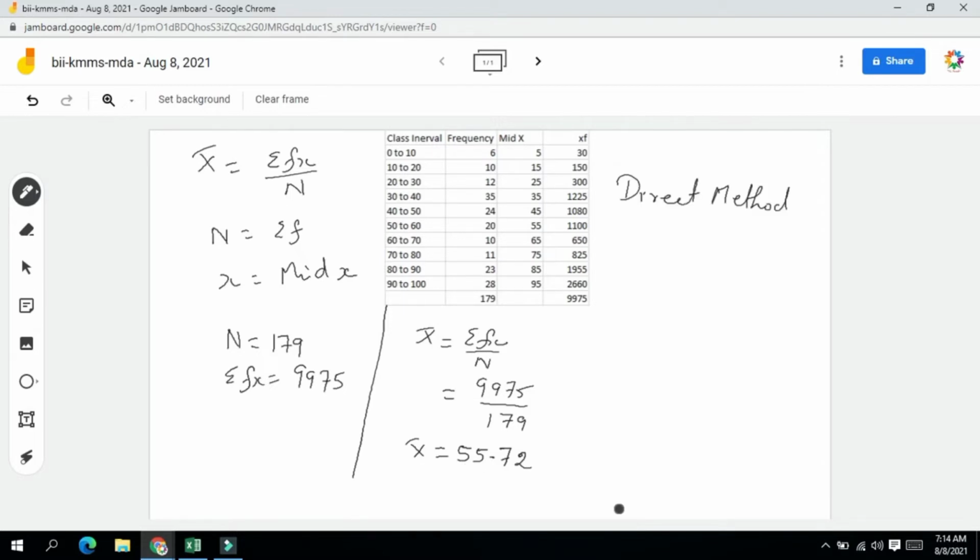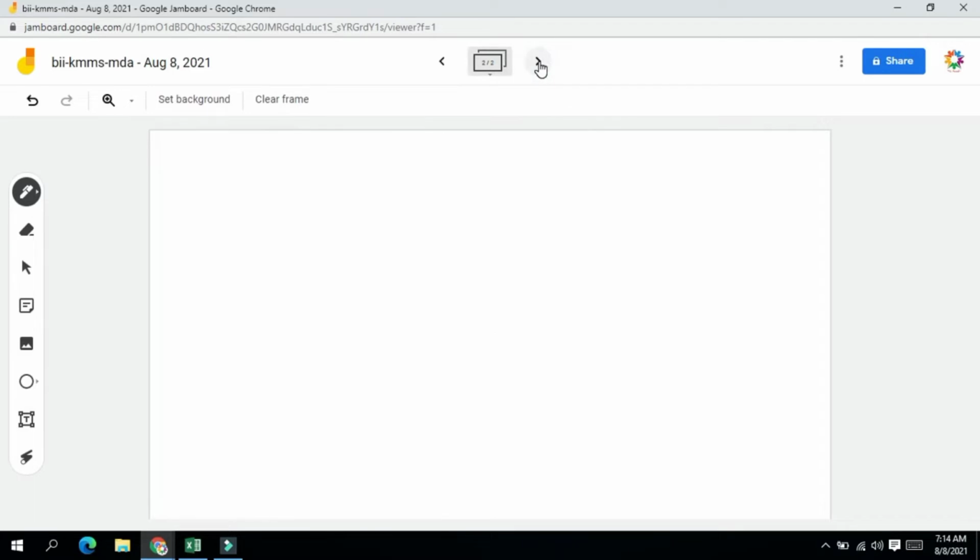Now we are going to see the same question with the indirect method. First we want to know the formula for calculating the mean in the indirect method. The formula is x bar is equal to a plus summation of fd divided by n, into c.